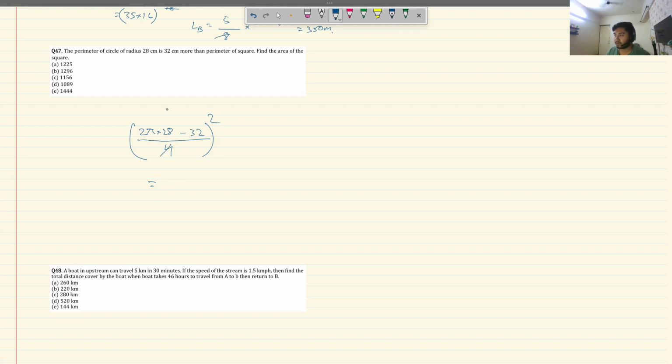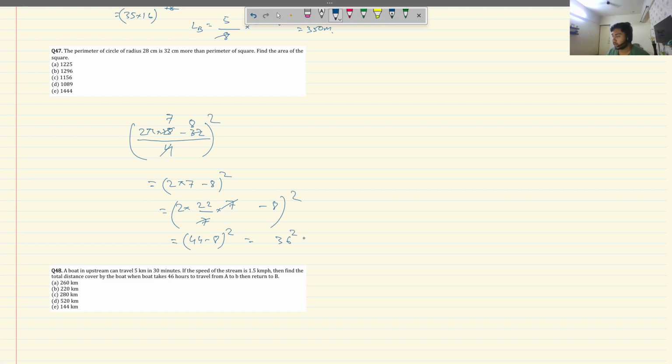So 4 will cut 28 to 7 and 32 to 8. So 2 pi, 7 minus 8, whole square. This gives me pi, I can write as 22 by 7, into 7 minus 8 whole square. So 7 into 7, 2 into 22 gives me 44. 44 minus 8, whole square. This gives me 36 square.